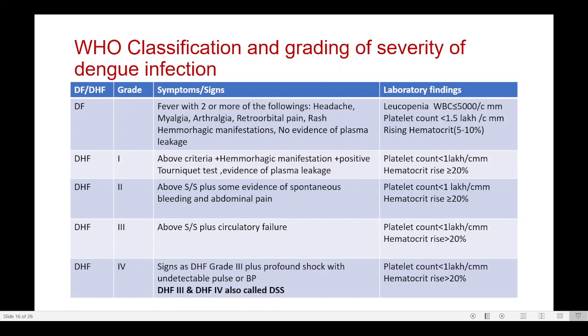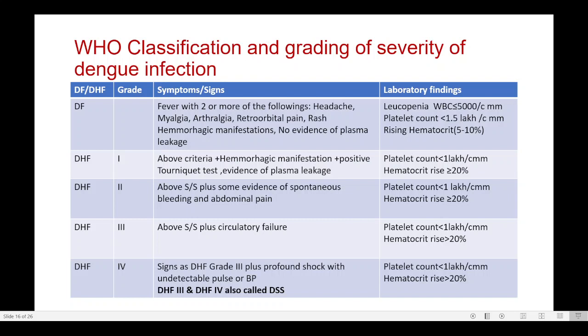Then comes dengue hemorrhagic fever grades 1, 2, 3 and 4. Grade 1: when all the above criteria of dengue fever are present, along with hemorrhagic manifestation, plus a positive tourniquet test, and evidence of plasma leakage, which is associated with a platelet count less than 1 lakh and a hematocrit rise greater than or equal to 20%.